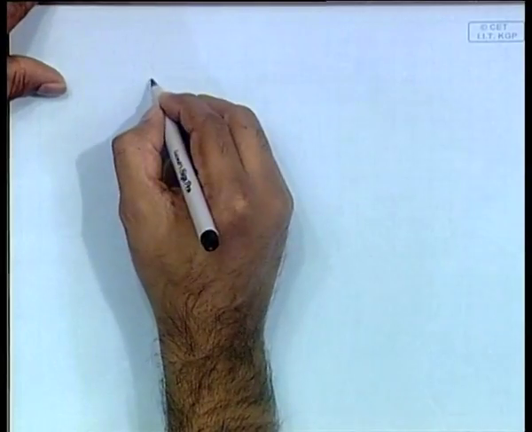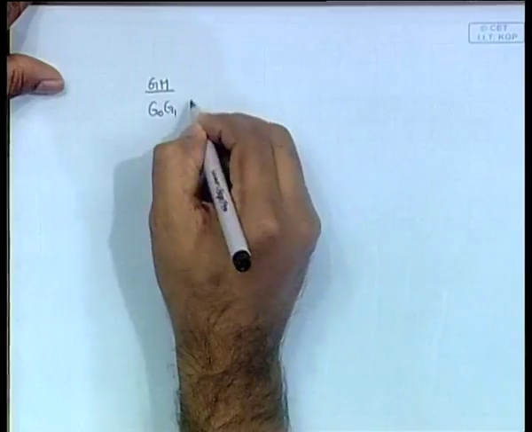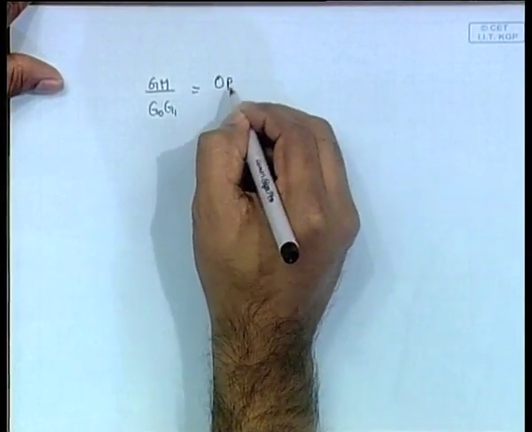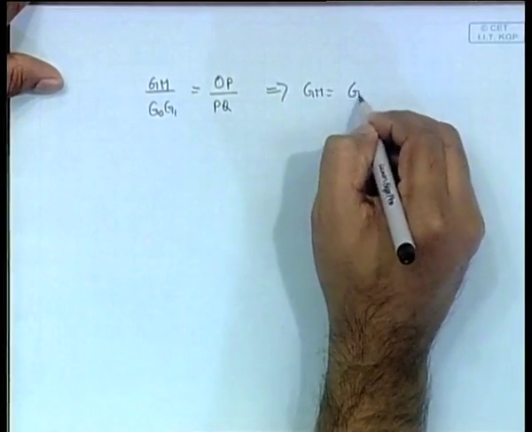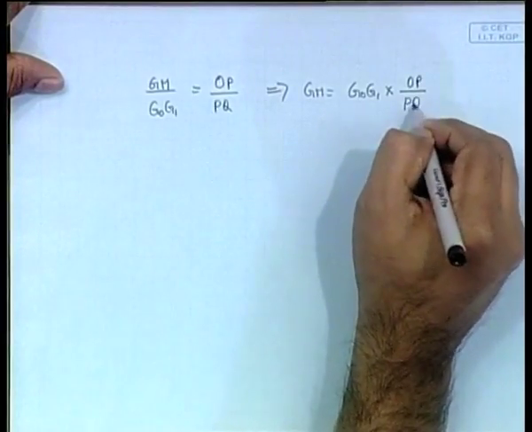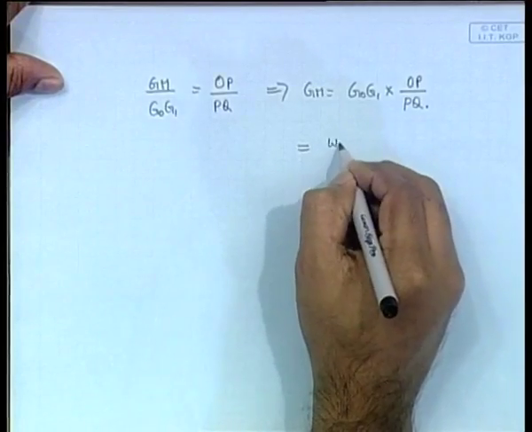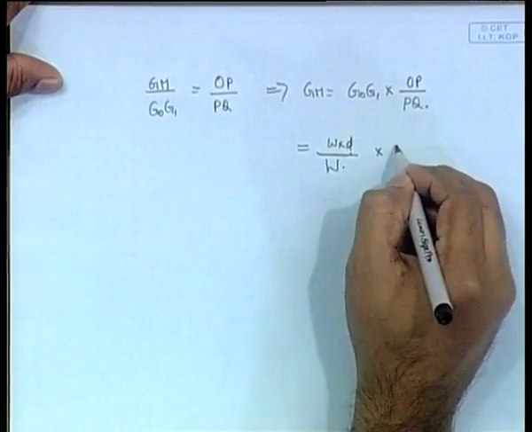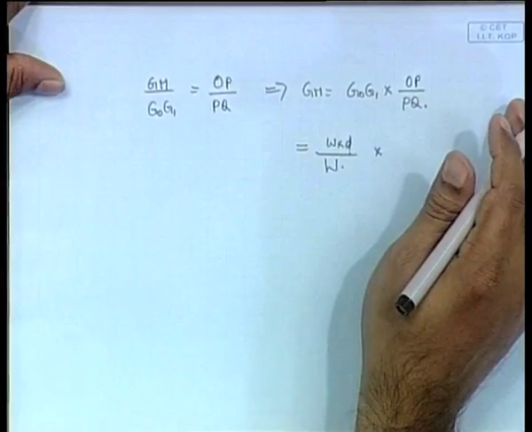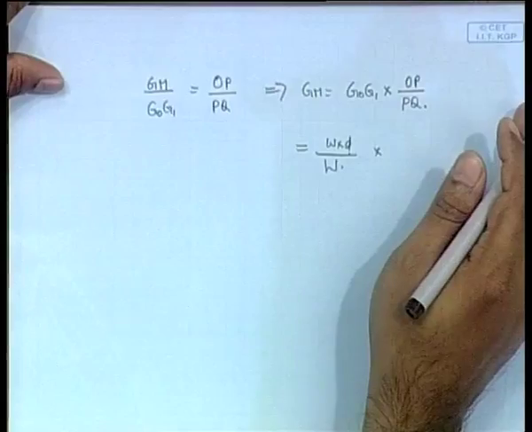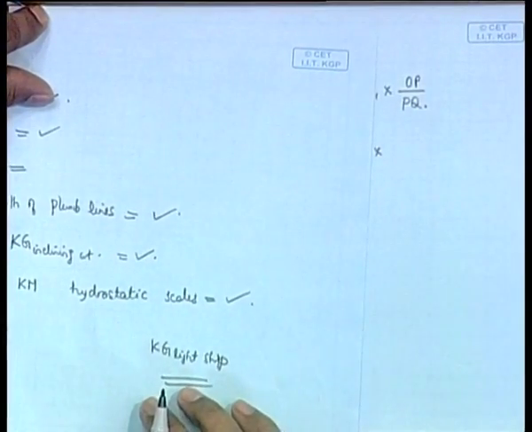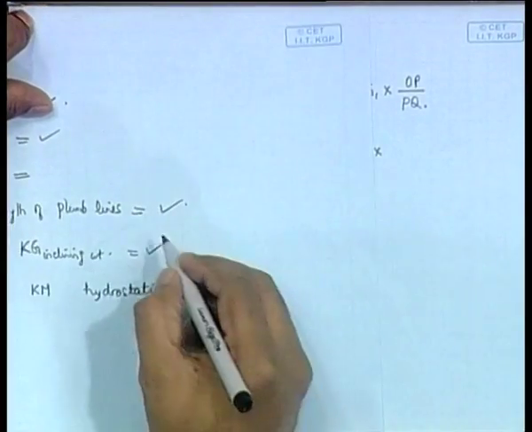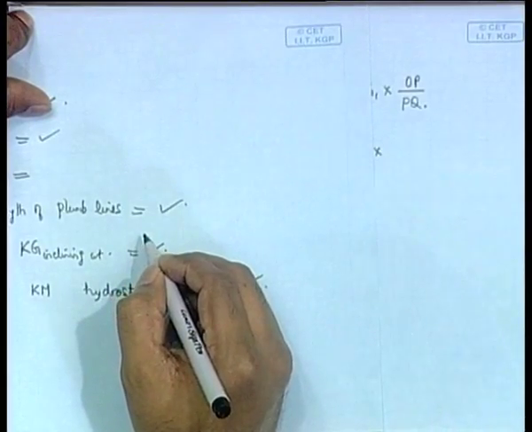Now, once you have this, let us write the formulas. You know that GM divided by G0G1 is equal to OP by PQ, which implies GM is equal to G0G1 into OP by PQ, that is equal to w into d divided by capital W into OP by PQ. Now, OP by PQ you can find. I didn't write this actually: there is one more data given, the mean deflection of the plumb lines.